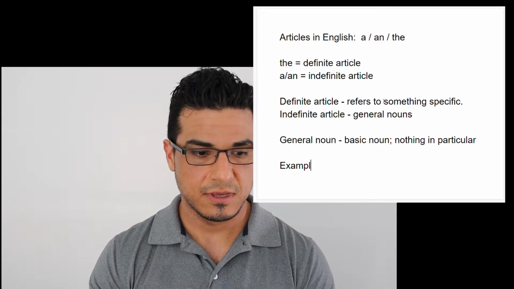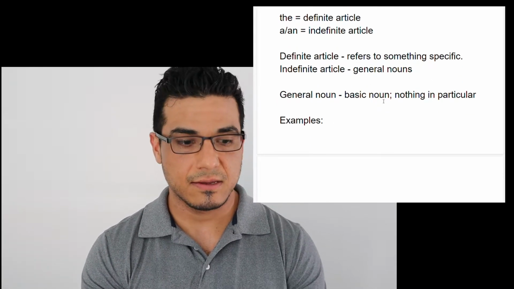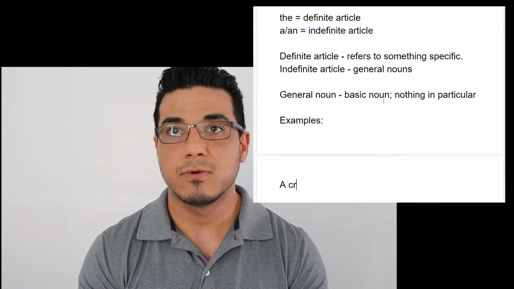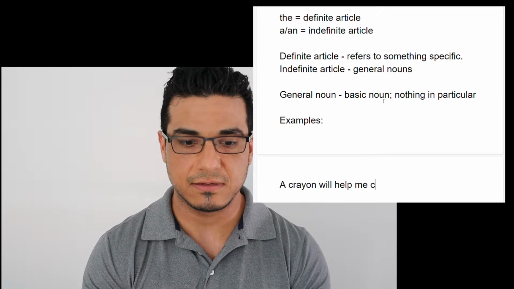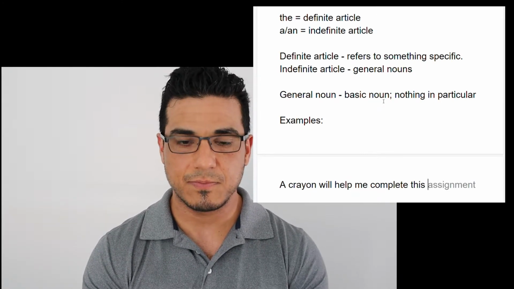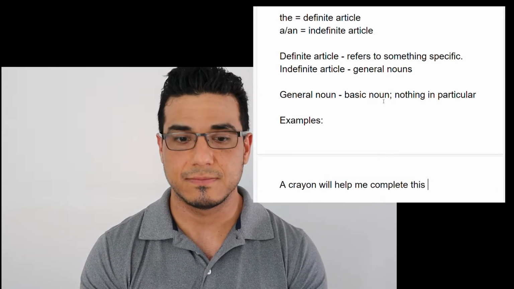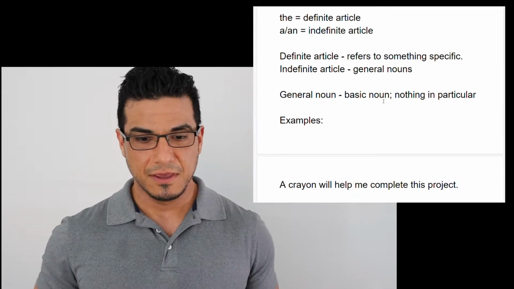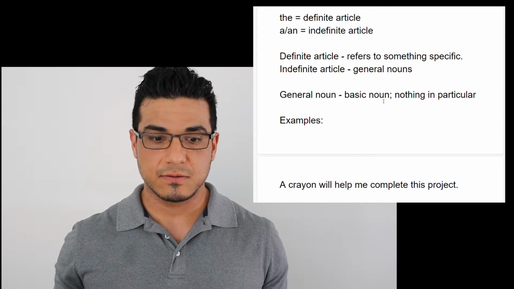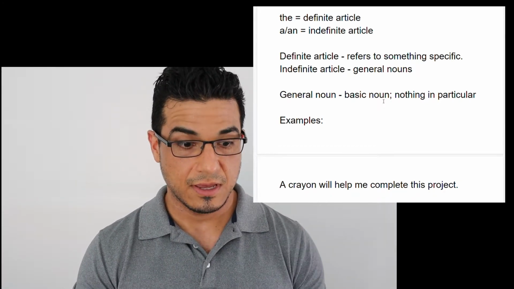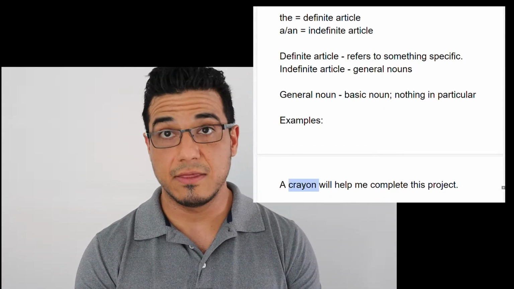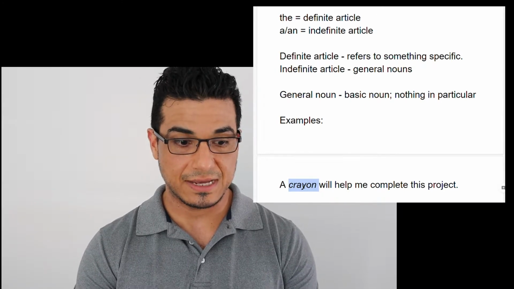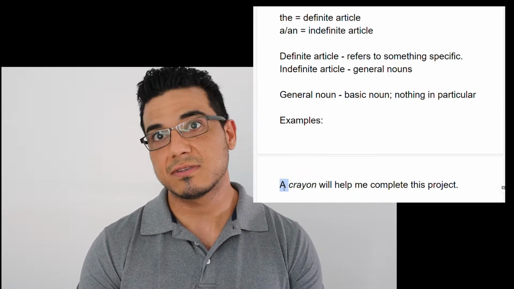So examples, we have: a crayon will help me complete this project. Sorry, I'm coming up with these on the fly. I'm trying to be creative. All right, so a crayon will help me complete this project. So I'm just referring to the noun crayon, which I'll italicize, and a points to that noun, right?